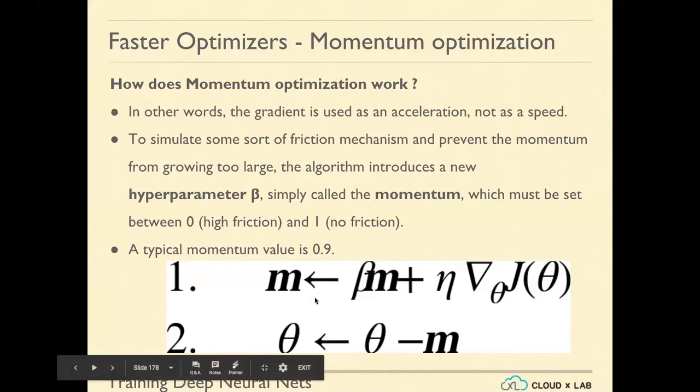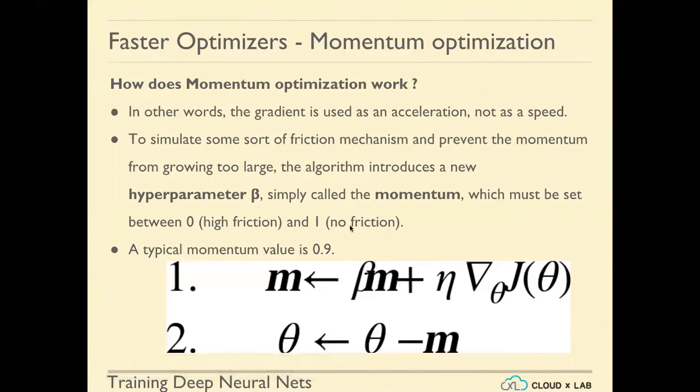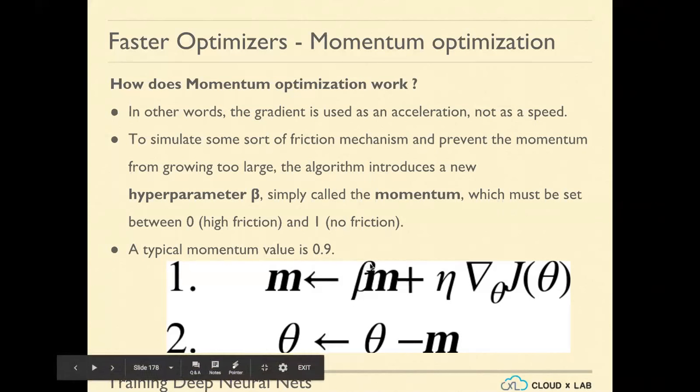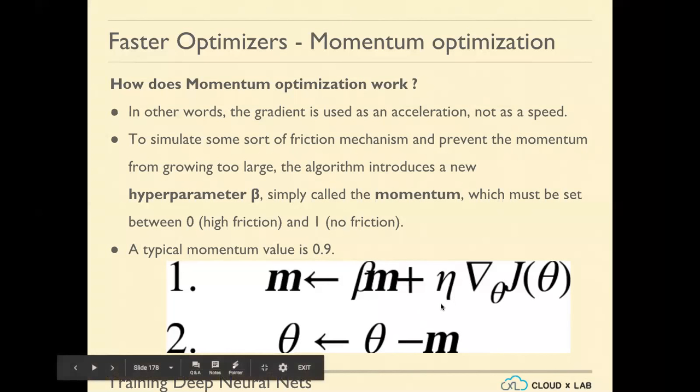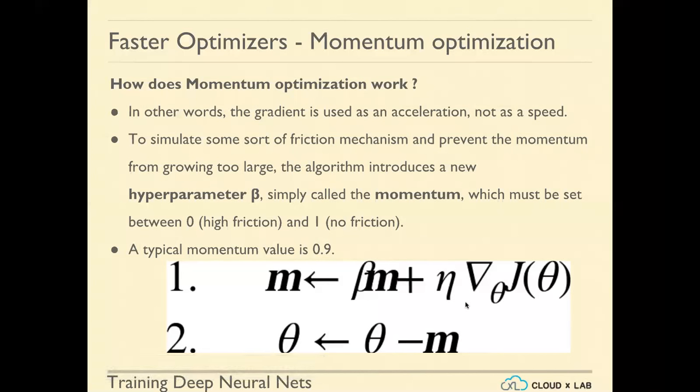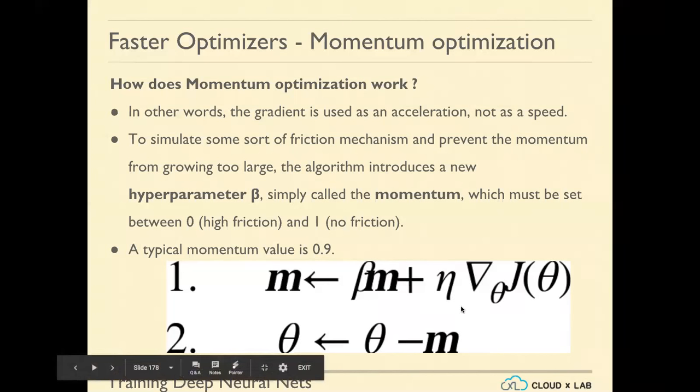Now, we don't choose m as such, but we do choose beta. Typically we use beta as 0.9. That seems to work mostly. If we choose beta as 0, that means it's the classic gradient descent optimizer without any momentum.